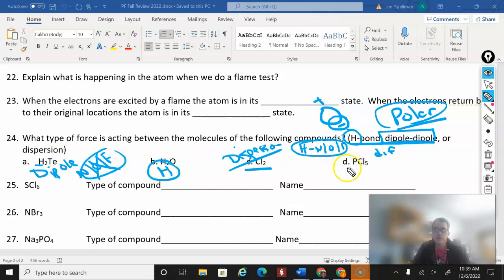And then this last one, D down here, when we've got phosphorus and chlorine. Again, I've got two different nonmetals. Chlorine is much more electronegative than phosphorus. And so we're going to have a polar molecule, right? And since it's a polar molecule and it doesn't have hydrogen in it, we could be a little bit more specific and call this a dipole-dipole interaction.